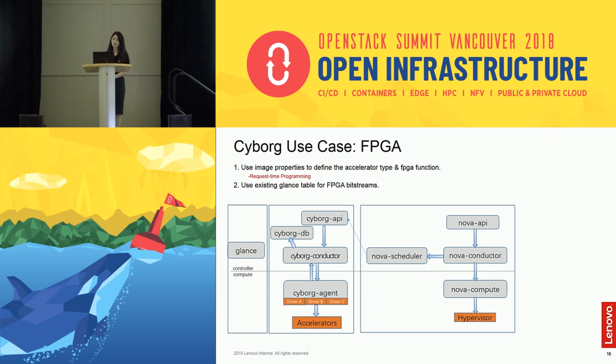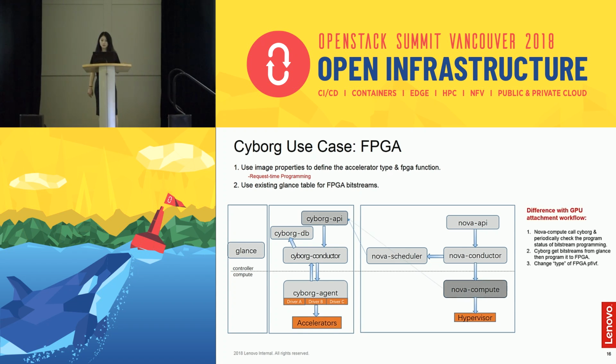And next is our work on FPGA. We use image properties to define the accelerator type and the FPGA functions to support request-time programming. Also, we use the existing Glance table for FPGA bit streams. The workflow difference between GPU and FPGA is because of the Glance involvement. It's the same in the phases of resource updating and instance scheduling. What's different is in the phase of attaching accelerators to the instance.